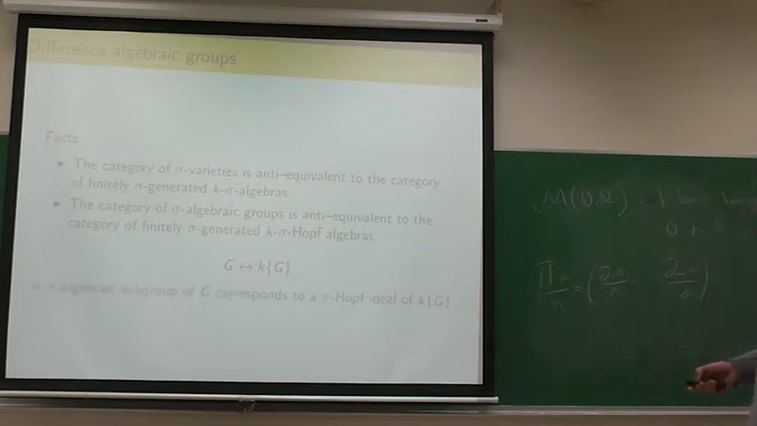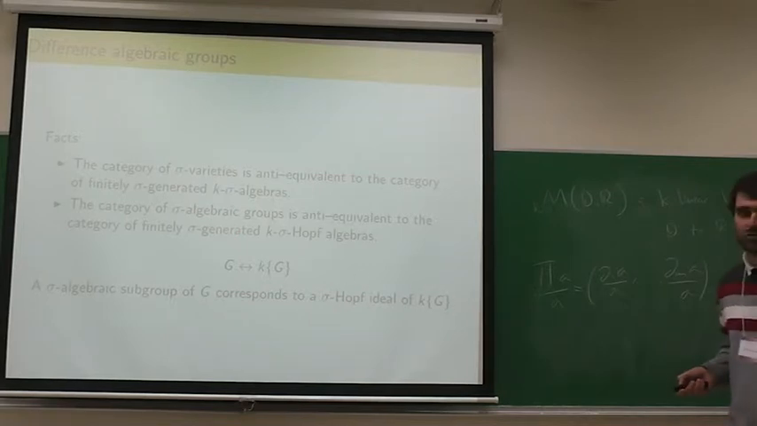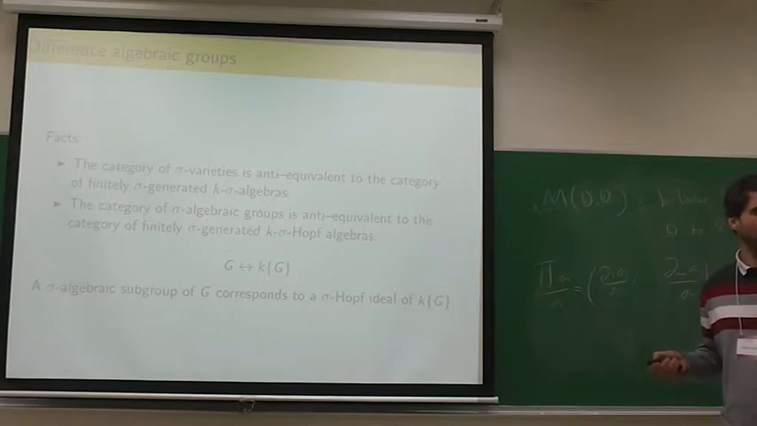And in this setting, a sigma algebraic subgroup of G corresponds to a sigma Hopf ideal in this. So we also call this K[G] the coordinate ring of G. So it corresponds to the sigma Hopf ideal in the coordinate ring. So that's just a Hopf ideal which is a sigma ideal. Sigma ideal means that it's stable under sigma.